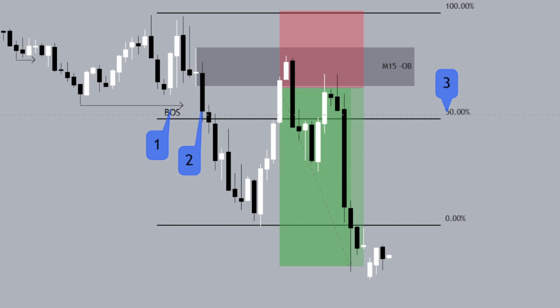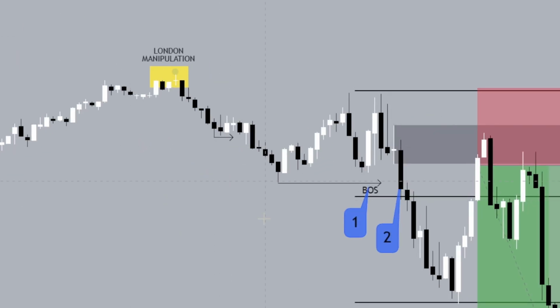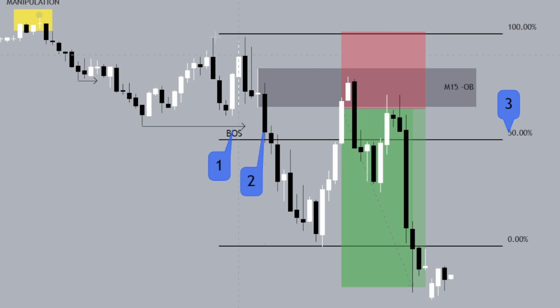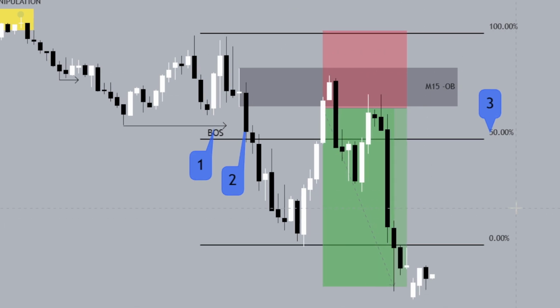Simply following the systems of accumulation, manipulation, and then catching the distribution, which uses our rules of an order block. Very, very important you understand this. Time-based entries using the 15-minute time frame. Very powerful time frame if you know how to utilize it.